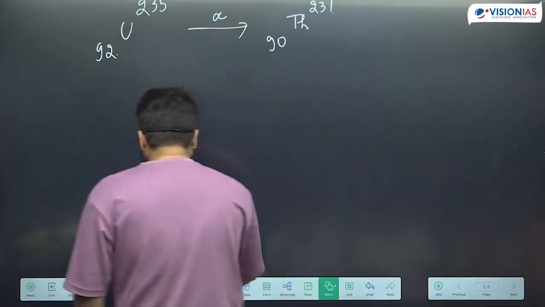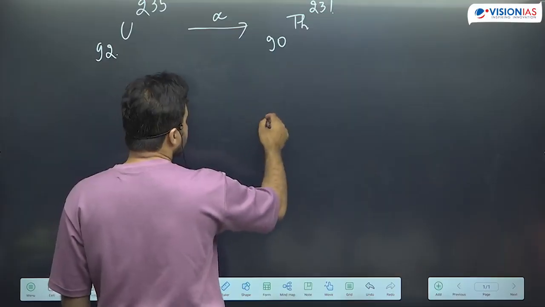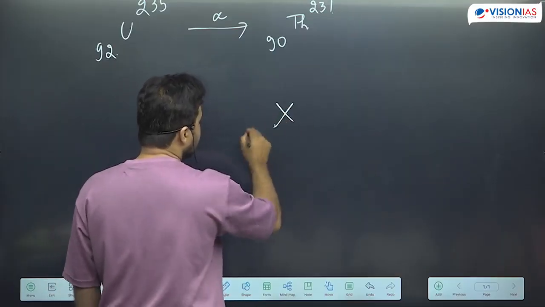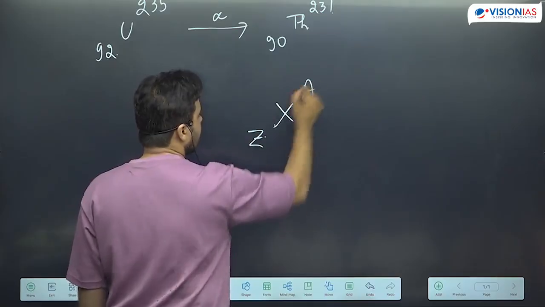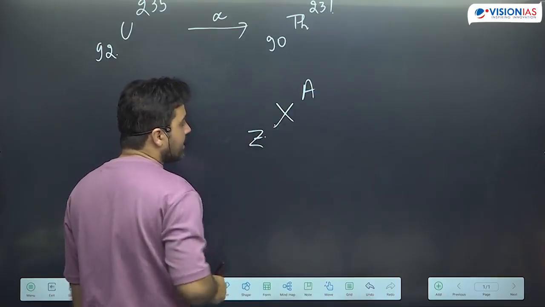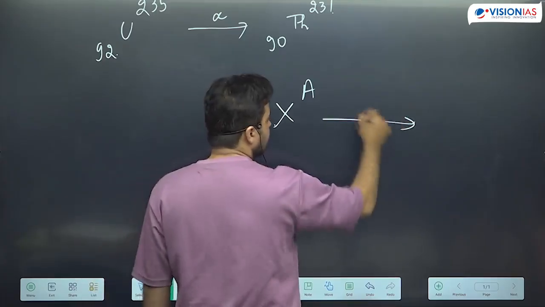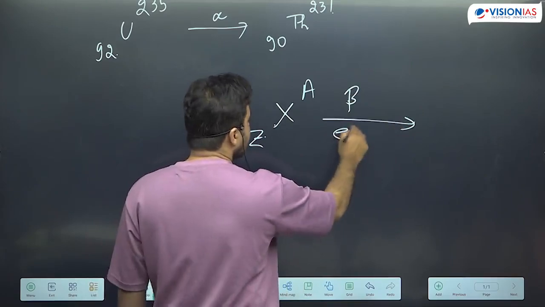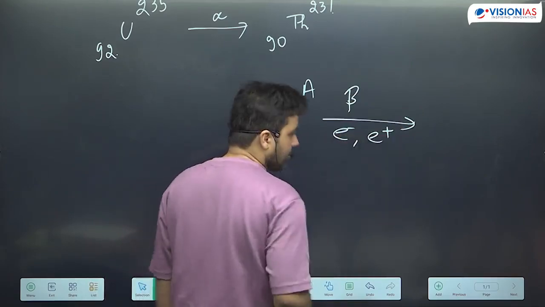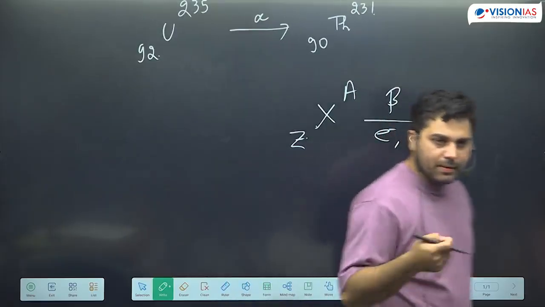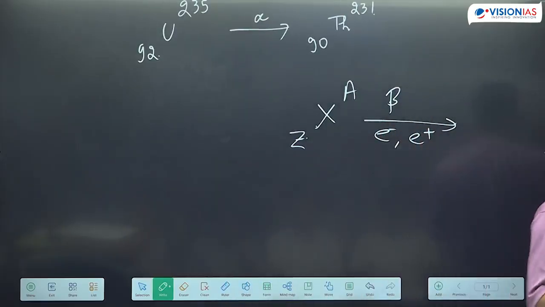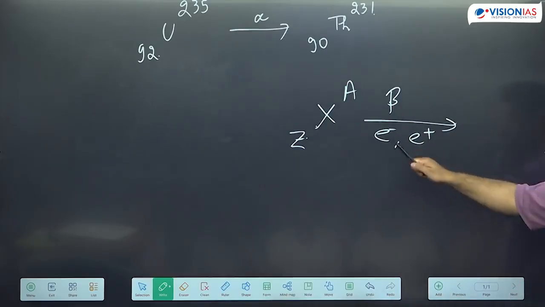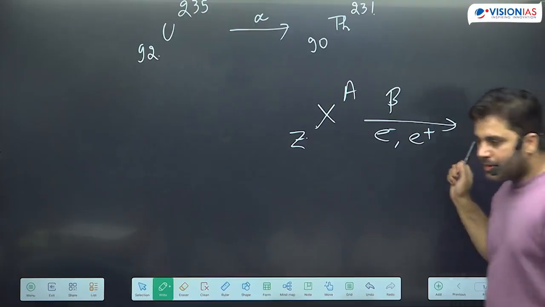Then let's assume that you have another radioactive nucleus. Let's again call it X, atomic number Z, atomic mass A. And now it emits a beta particle. Now we call it beta, but it is either an electron or a positron. Positron looks very similar to electron with this fundamental difference that it has positive charge. They are exactly the same in each and every aspect, but their charges are different.